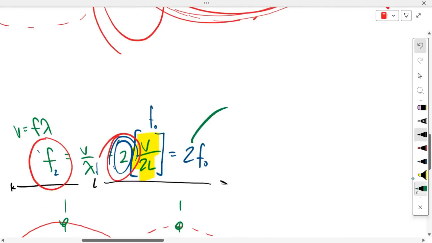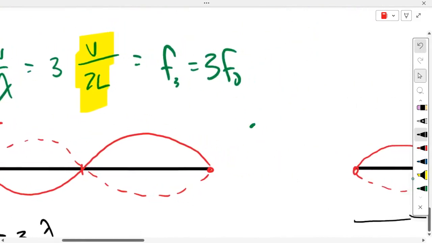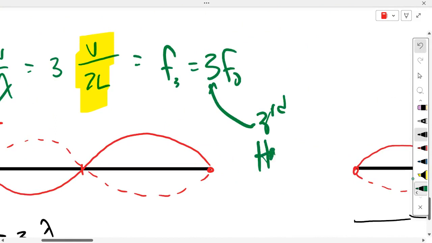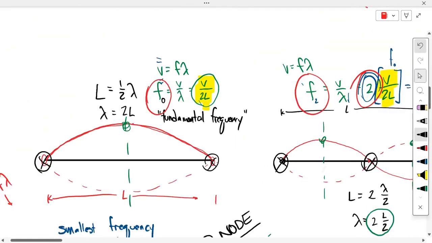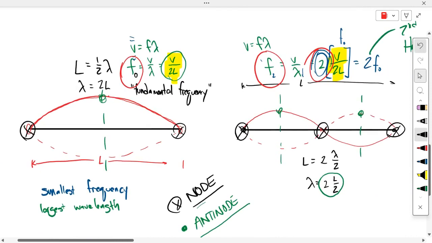second harmonic. Next we went to the third harmonic. And it sounds different. And notice from the fundamental to the second harmonic, we doubled the frequency, and we went up by an octave.